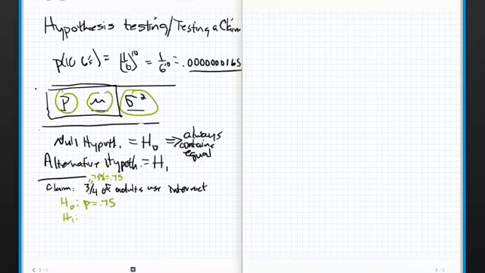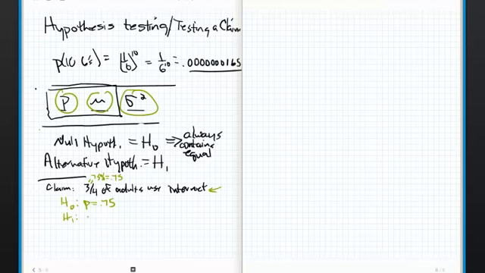Now notice, basically this statement right here can be distilled down to the population proportion of adults who use the internet is 0.75. Now, notice that the null hypothesis contains the equality. It always does, and it always has to.